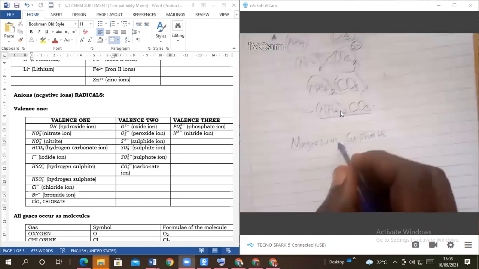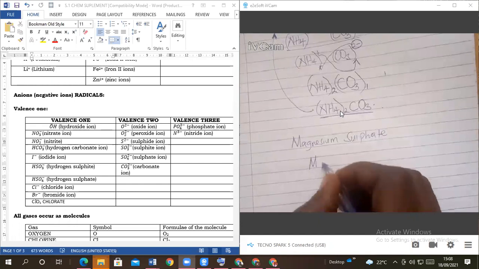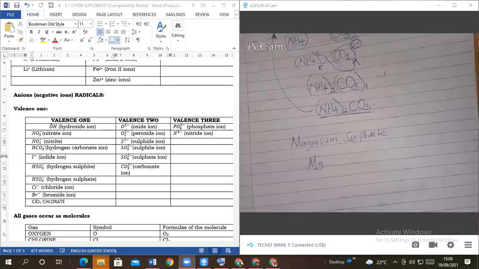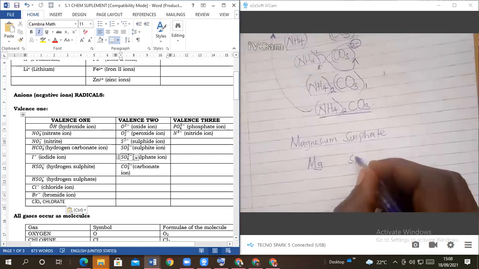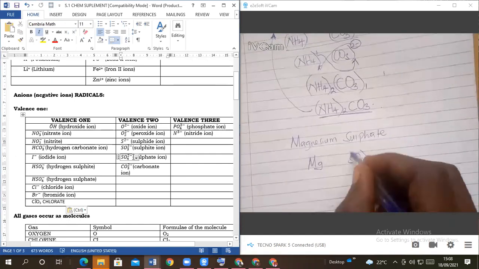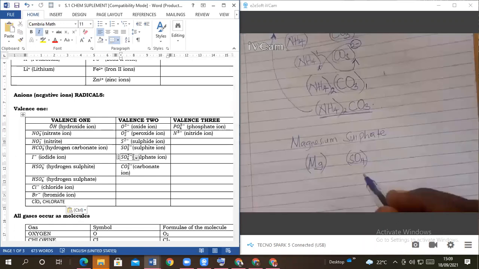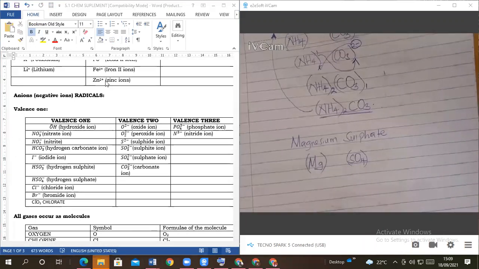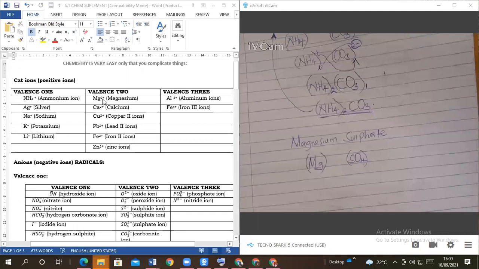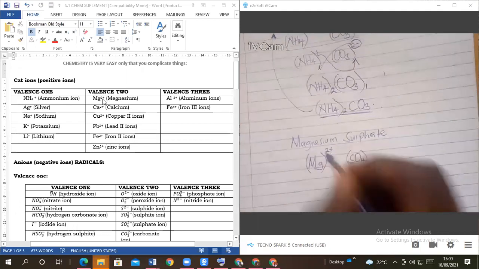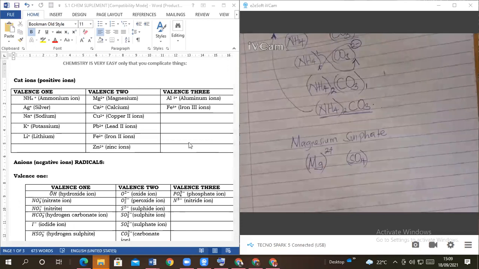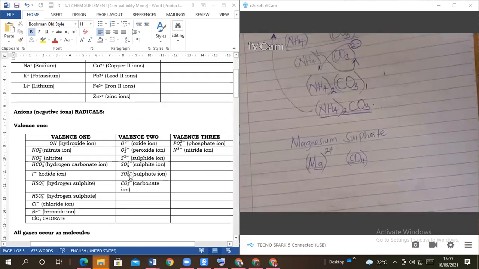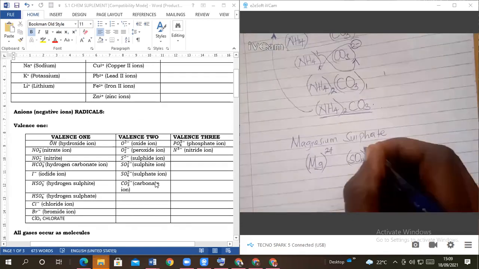Magnesium sulfate. We write the correct symbol of magnesium as Mg. The sulfate on the table is here. It is SO4. Now go and copy the valences. The valence of magnesium is under 2, so it is 2 plus. Then the sulfate is here, 2 minus.